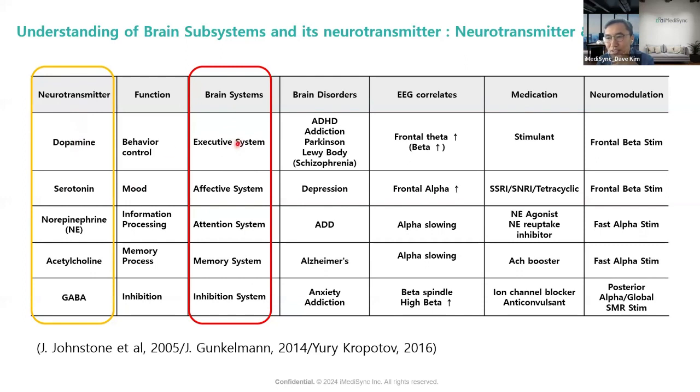So this connection between neurotransmitters and brain systems is very important for us to understand. And each neurotransmitter makes a special brain rhythm. For example, dopamine makes beta rhythm. When we have dopamine deficiency, our beta rhythm decreases and the theta rhythm increases.